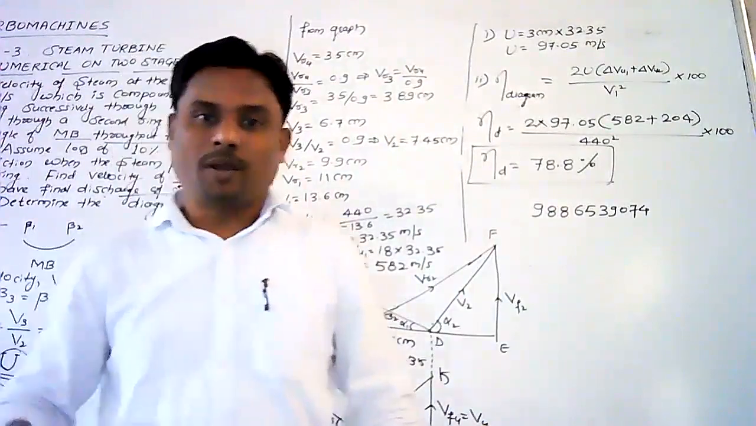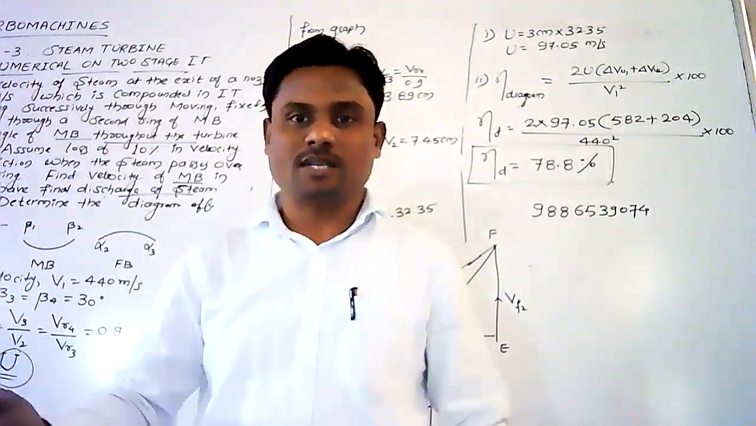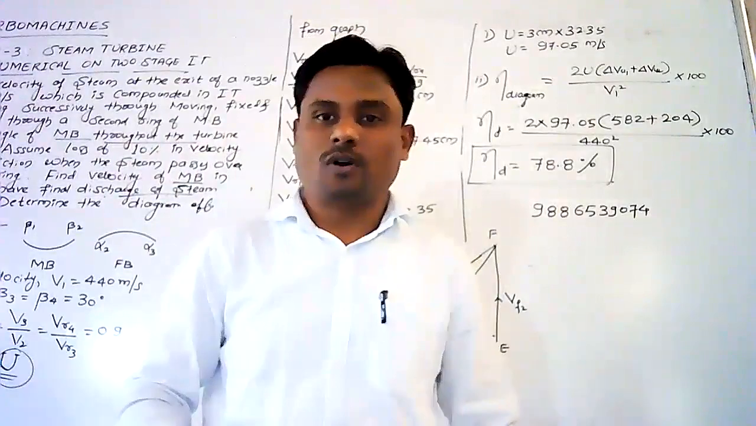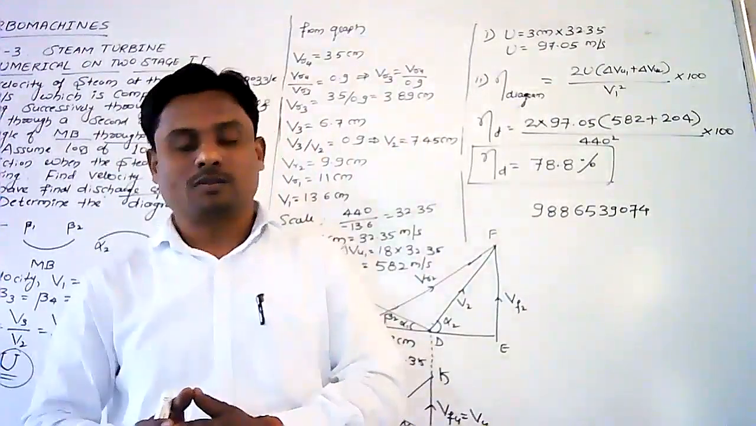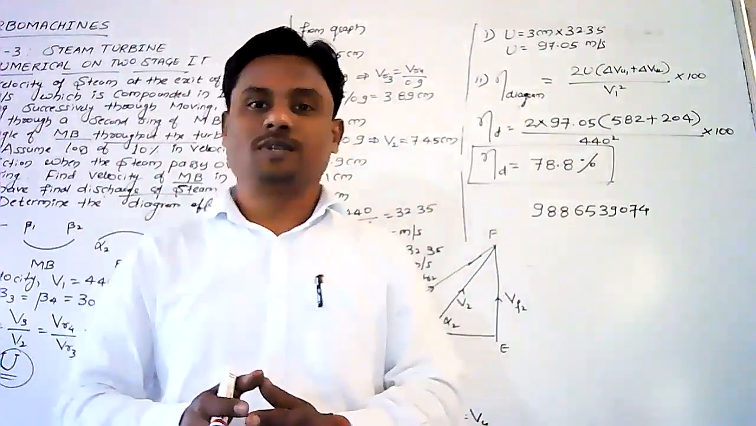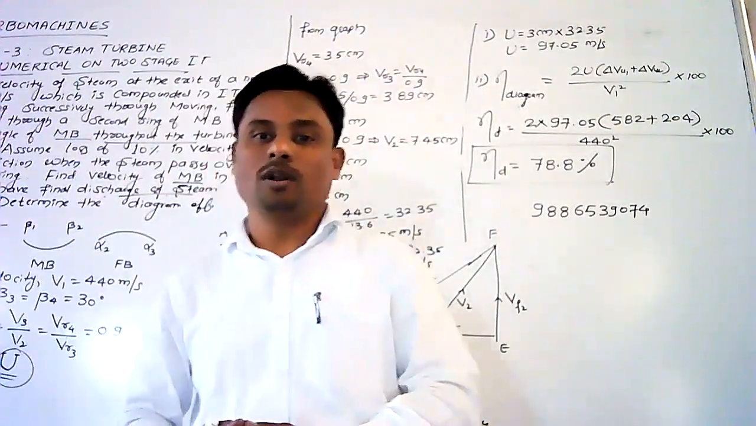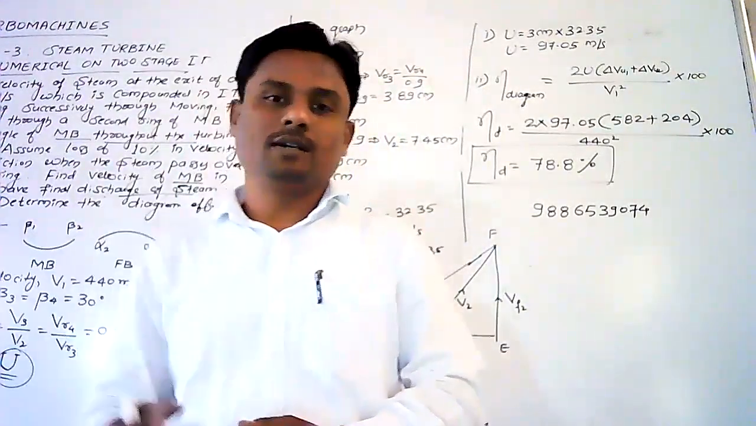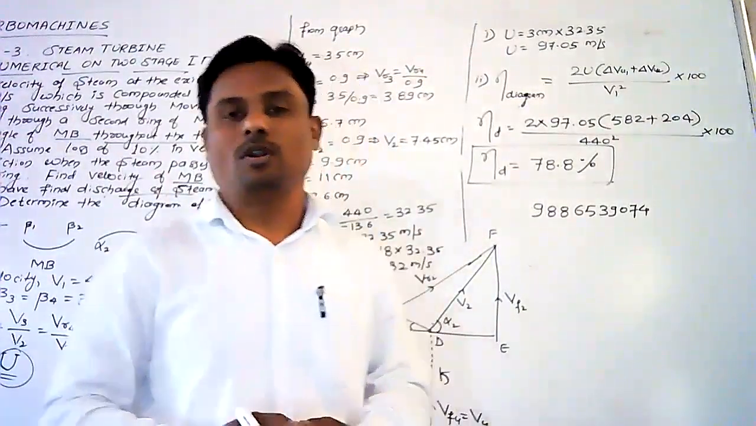In the upcoming classes, I'll be taking the next type of numerical. That means the next important derivation, the condition for maximum blade efficiency of a 50% reaction turbine or Parsons turbine. After completion of that, we will go with a few numericals which are asked in the model question papers. We solve those numericals also, and after that we'll go to module 4, that is hydraulic turbine. Within 3 to 4 days, I'll complete the hydraulic turbines also, and after that I'll give the gist on centrifugal pump, that is module number 5.